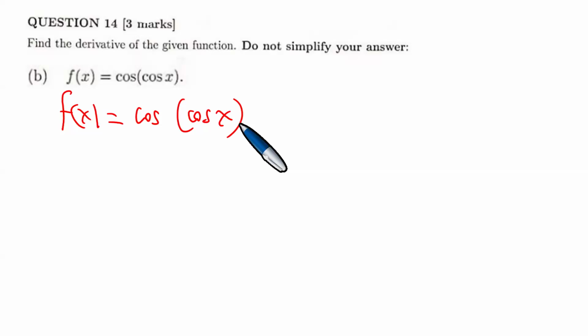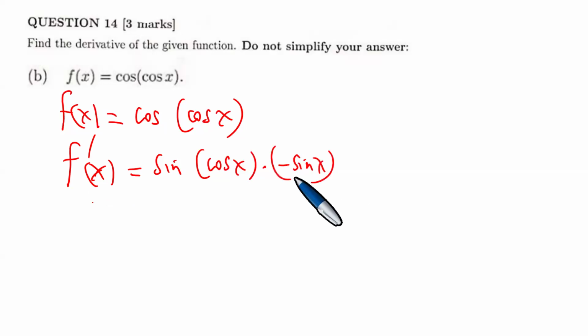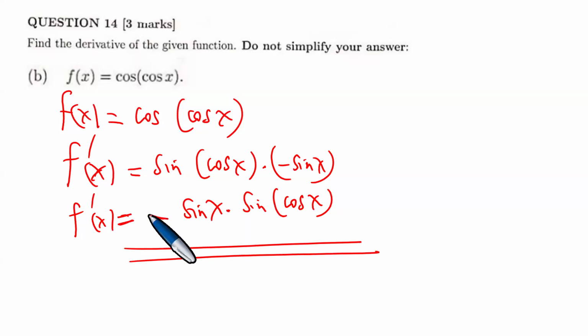So to find the derivative of this, we would have f prime of x. The derivative of the cosine is the sine of cosine x. By the chain rule, the derivative of the inner cosine is minus sine x, so f prime of x is minus sine x times the sine of cosine x.